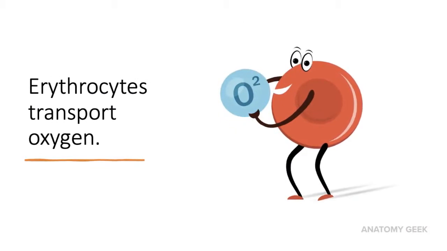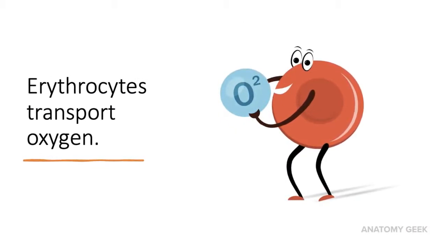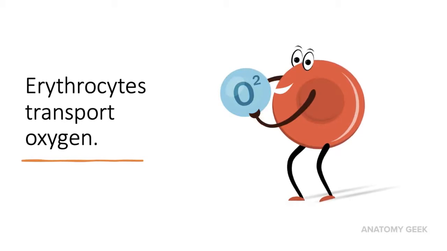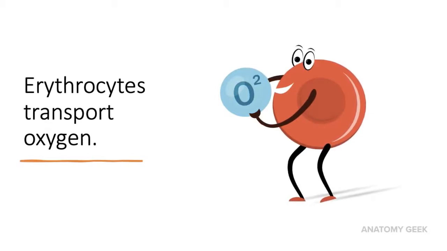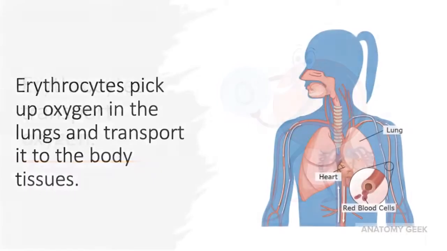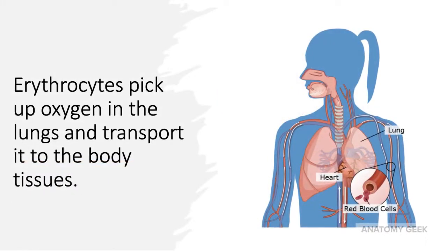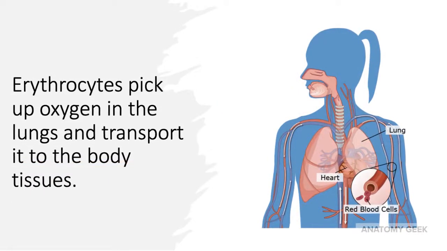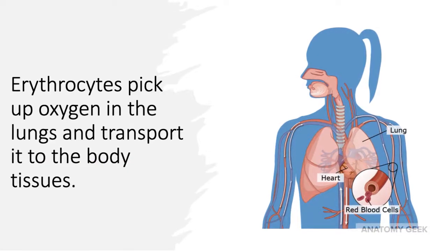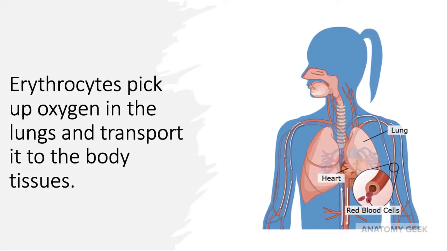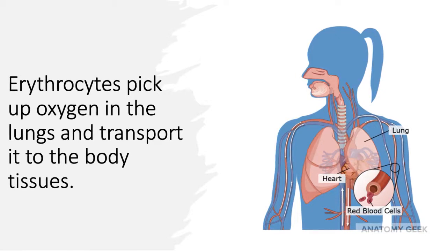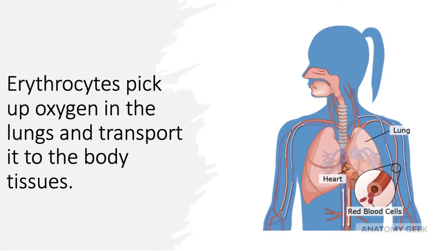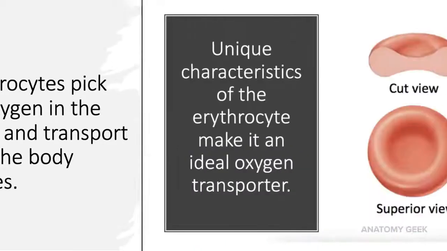Erythrocytes have one and only one job to do, and that is to transport oxygen. Erythrocytes pick up oxygen in the lungs, specifically the pulmonary capillaries, and transport that oxygen throughout the body tissues.